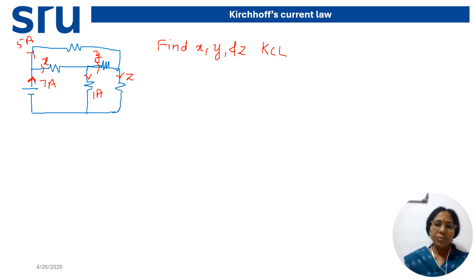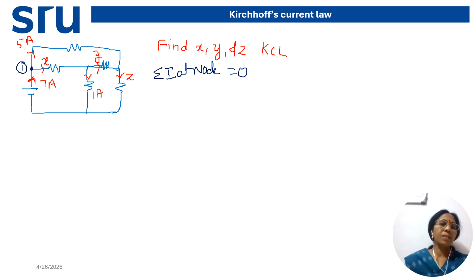Before we apply Kirchhoff's current law, first we have to identify the nodes. So what is the KCL statement? Algebraic sum of current at a node equals 0. Is that right? Okay, so how many nodes are there in this network? This is node 1 because 3 branches are connected together. This is node 2, again 3 branches, and this is node 3, again 3 branches.